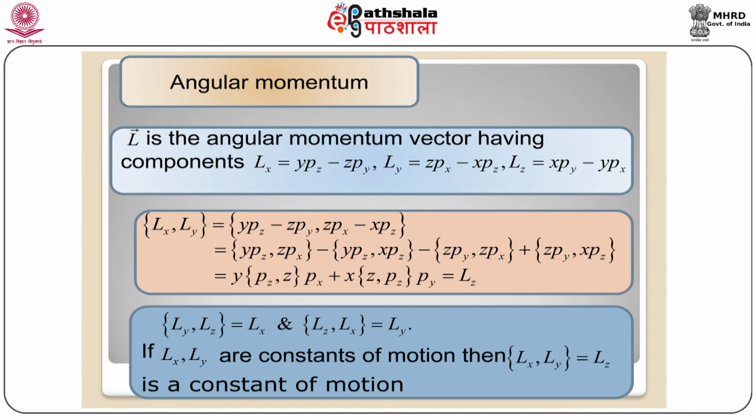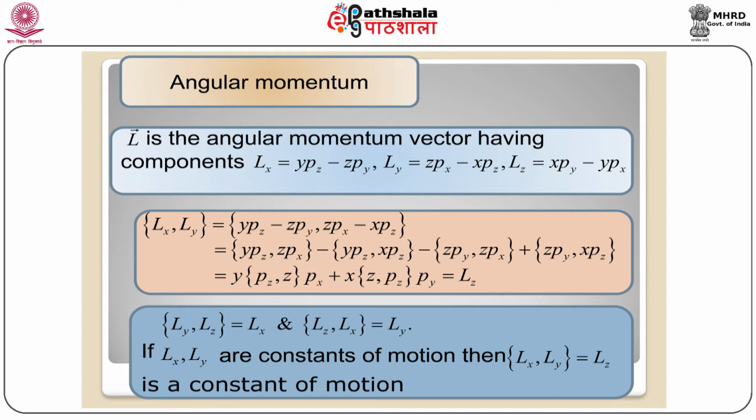Then we have separated the terms using the property of Poisson bracket. Then again we have used the property of Poisson bracket and we get these results, which is nothing but the component of angular momentum along the z axis, that is Lz. Please note that other terms vanish.